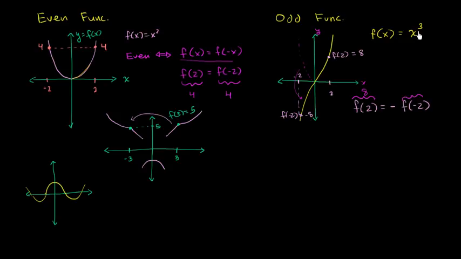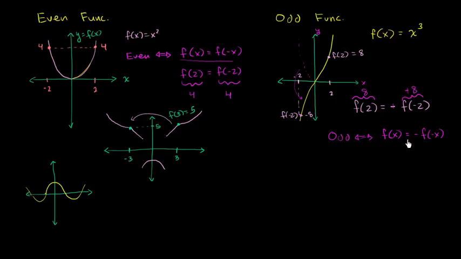Negative 2 to the third power is negative 8. So you have the negative of negative 8. Negatives cancel out, and it works out. So in general, you have an odd function. Here's the definition: you are dealing with an odd function if and only if, for all the x's for which that function is defined, f of x is equal to the negative of f of negative x.